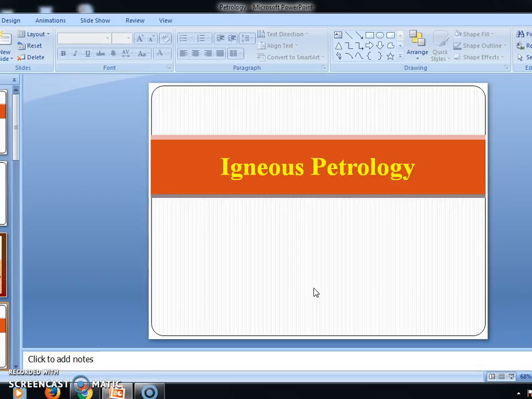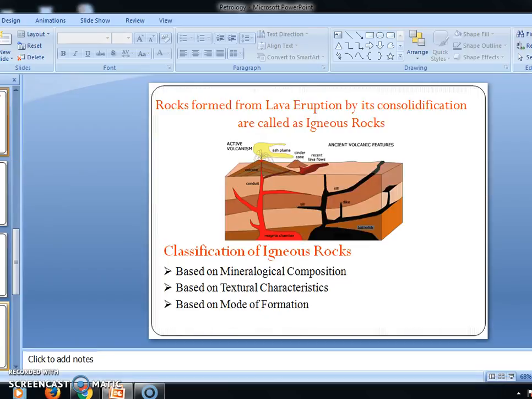Then, cooling, crystallization and solidification of the lava or magma. The igneous rocks are the primary types of rocks. These rocks are formed by the eruption of lava, and its consolidation gives igneous rocks. In this figure, you have to see the volcanic eruption, then formation, eruption of lava or magma below and above the earth's surface.